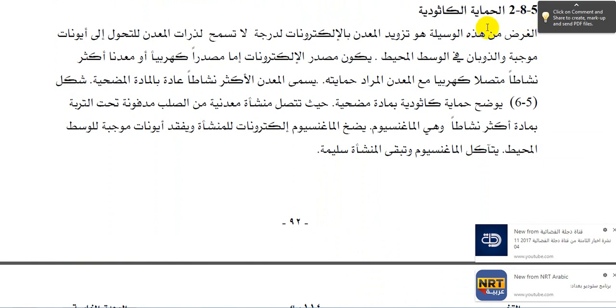Article 285, the cathodic protection. The main purpose of the means used here is to supply the metal with enough electrons so that the metal atoms won't be converted into ions dissolved into the media.